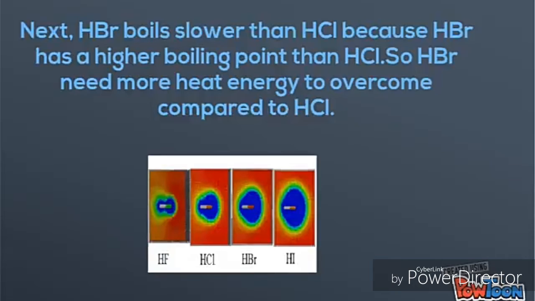Next, HBr boils slower than HCl because HBr has a higher boiling point than HCl. So HBr needs more heat energy to overcome the forces compared to HCl.